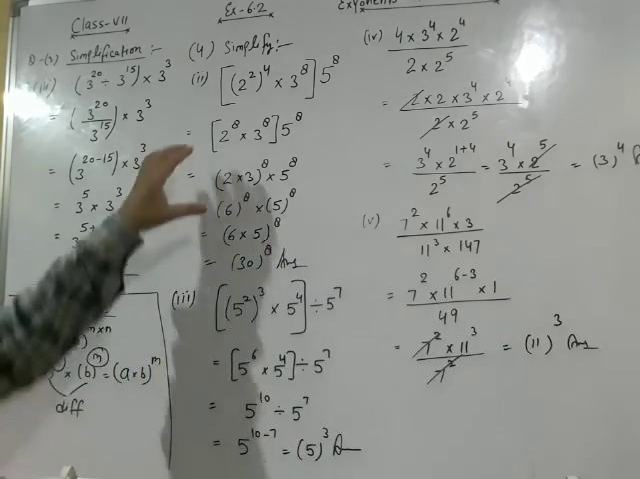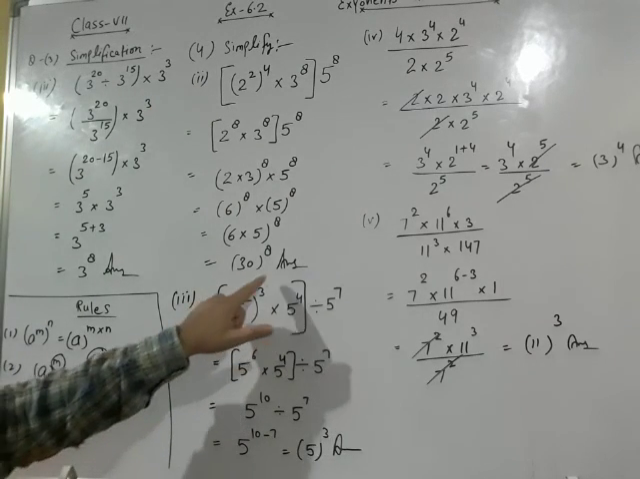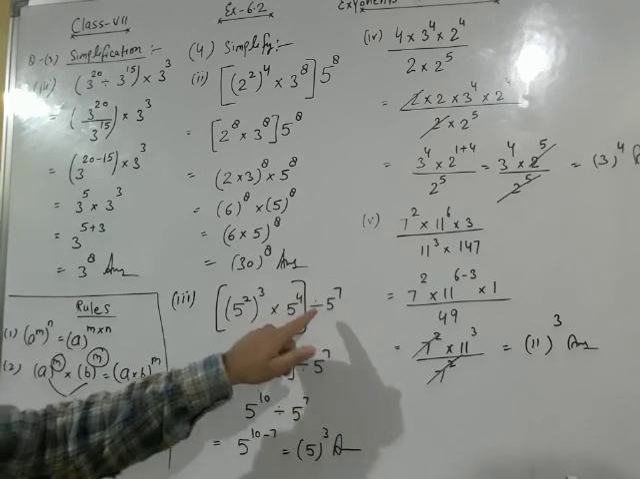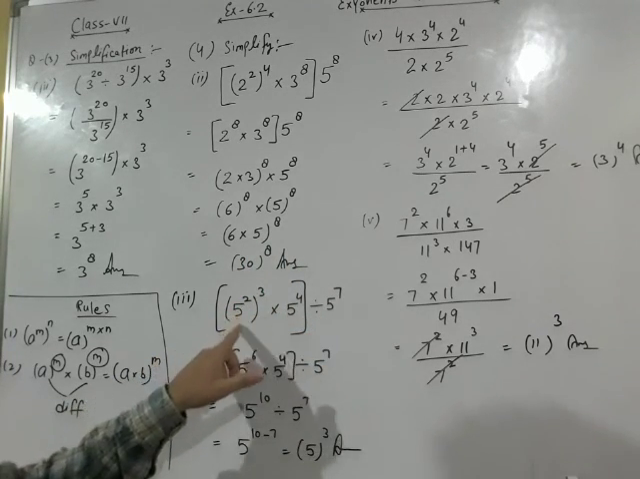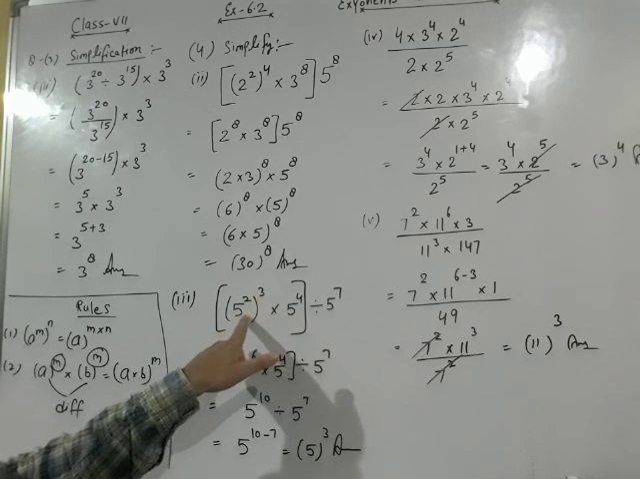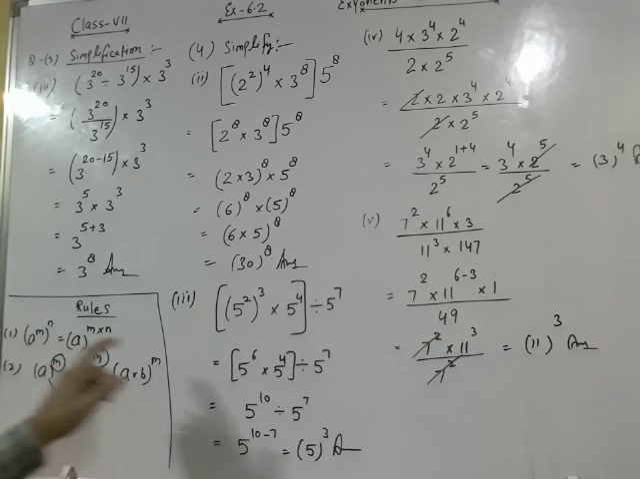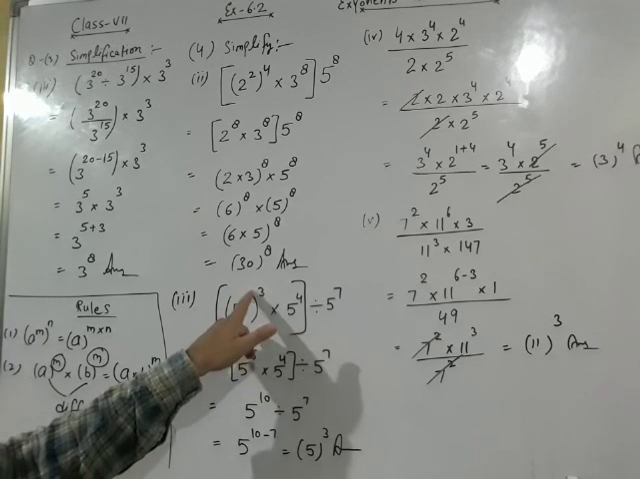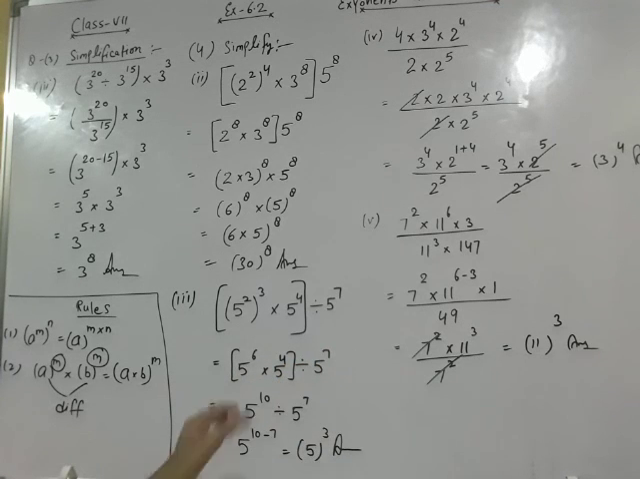Third part is almost same as the second part. 5 raised to the power 2 whole power 3 multiply 5 raised to the power 4 whole bracket divided by 5 raised to the power 7. Two different powers of the same base, so we can multiply their powers by this rule, rule number 1. 5 raised to the power 3 into 2, 6, multiply 5 raised to the power 4 divided by 5 raised to the power 7.